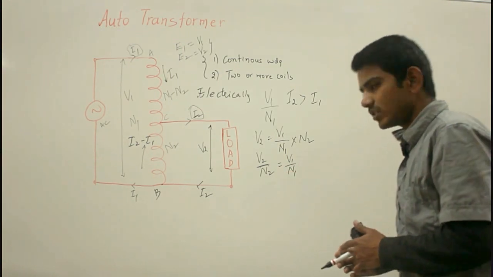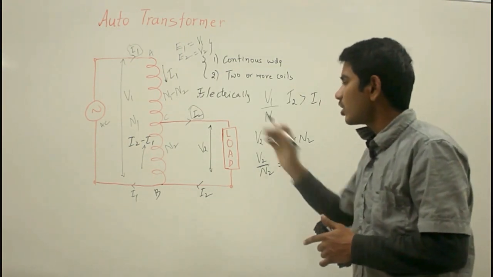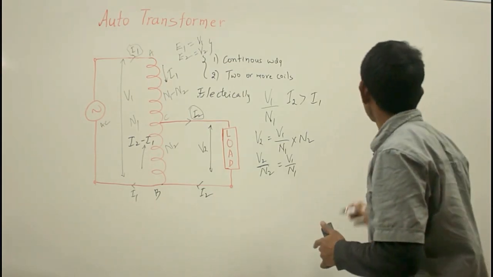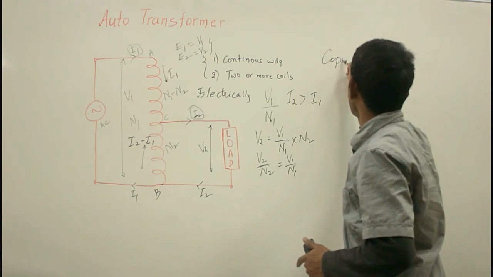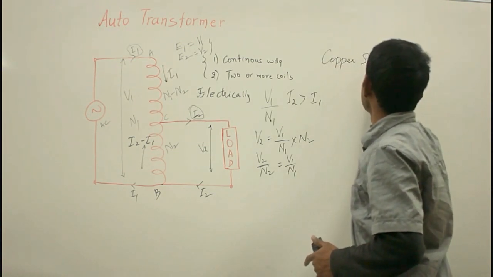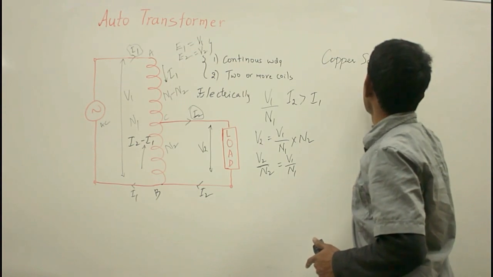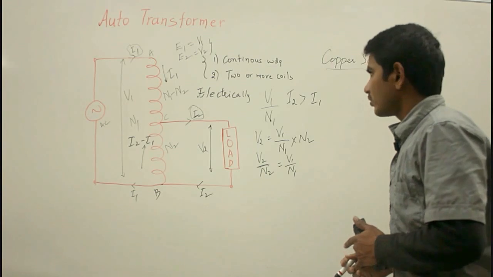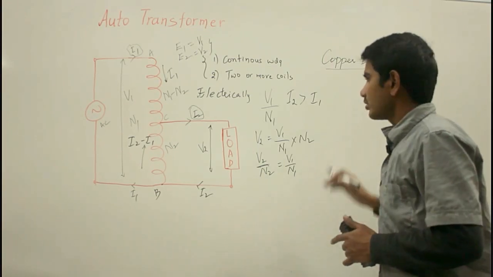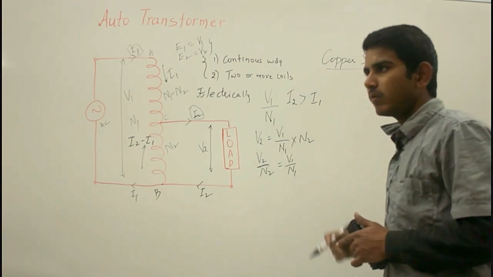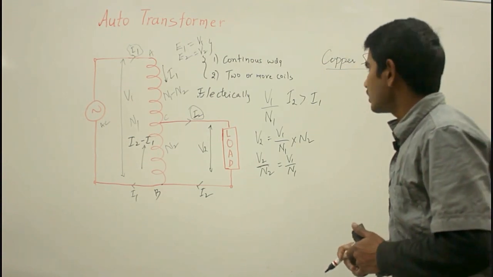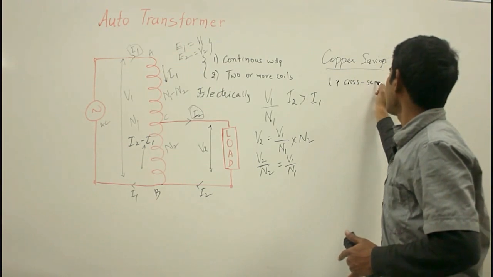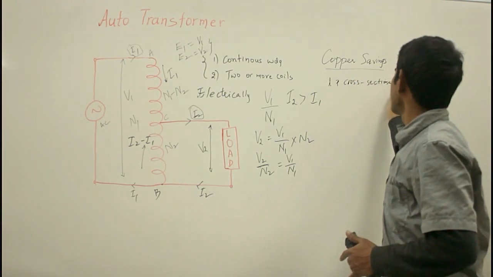Now let us discuss the copper savings in this auto transformer compared to your conventional or ordinary transformer. So let us discuss the copper savings in your auto transformer. The weight of conductor of any winding depends on the length and cross sectional area.